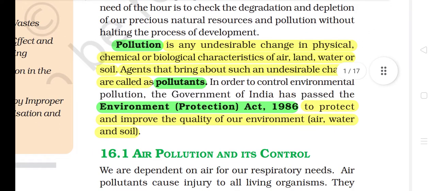Pollution is any undesirable change in physical, chemical, or biological characteristics of air, land, water, or soil. Agents that bring about such an undesirable change are called pollutants. In order to control environmental pollution, the Government of India has passed the Environment Protection Act 1986 to protect and improve the quality of our environment, air, water, and soil.